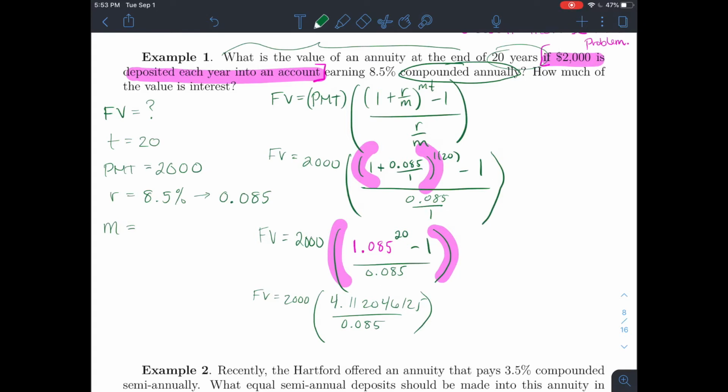And that is going to give us 48.377. So you can say FV is equal to 2,000 times 48.377, and then if you still have that number in your calculator, just hit multiplication, because we're going to multiply that by 2,000. And this should give us an FV of $96,754.03, rounded to the nearest cent.